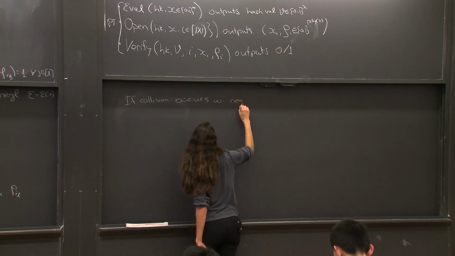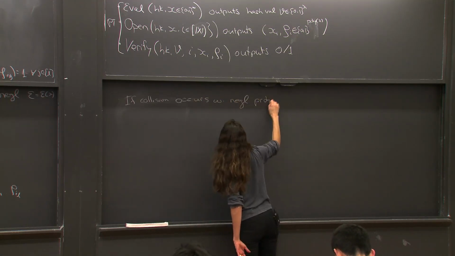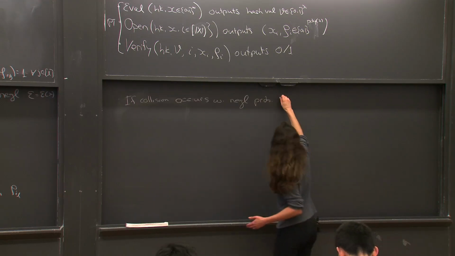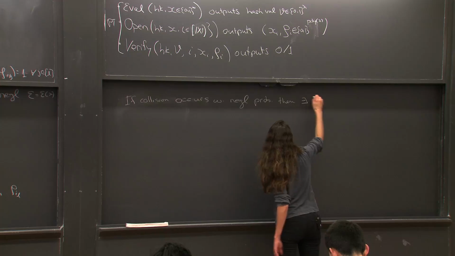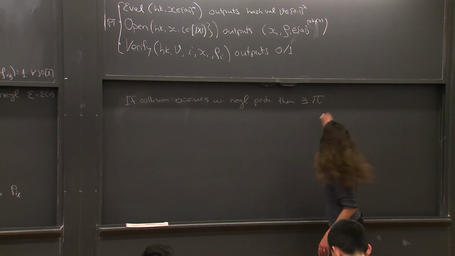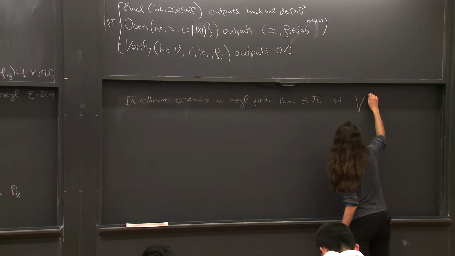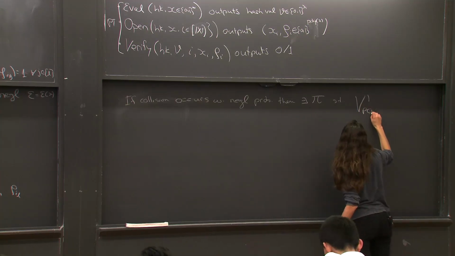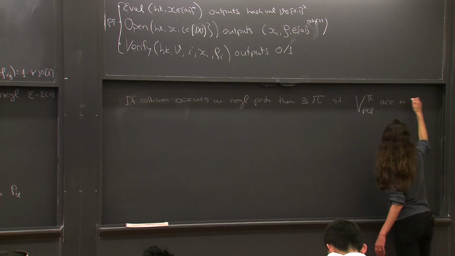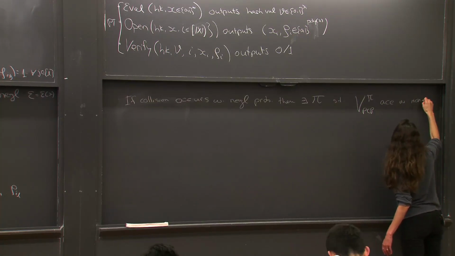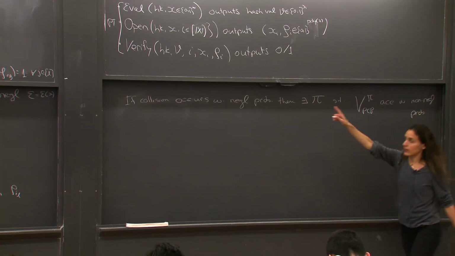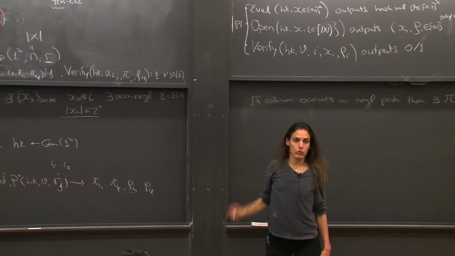with negligible probability, then I want to argue I can come up with a PCP. Then there exists a pi that I can construct from this adversary such that V PCP of pi accepts with non-negligible probability. And that's a contradiction, because I assume that my pi is sound.